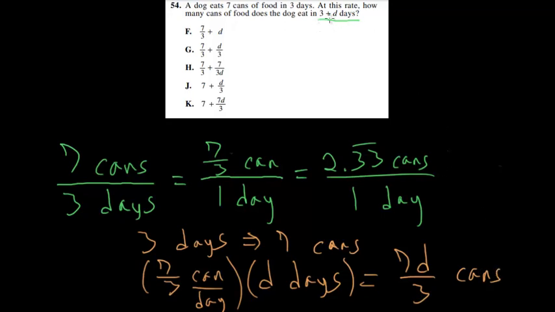And our question, recall, asked for how many cans the dog eats in 3 plus D days. So we have to add this 7 cans from the first 3 days to the 7D over 3 cans from the next D days. So in essence, our final answer would be this 7 from the first 3 days, and then 7D over 3 from the next D days. So our answer is letter K here.